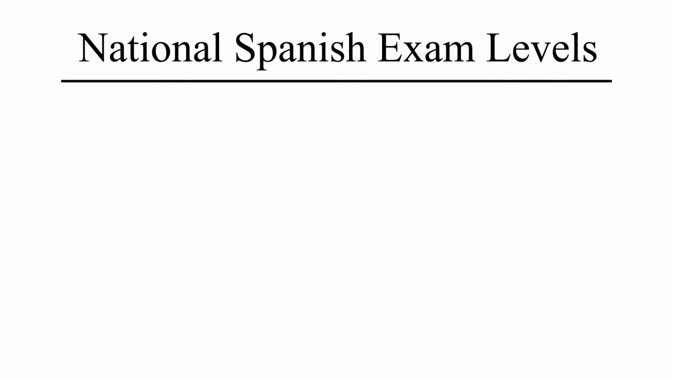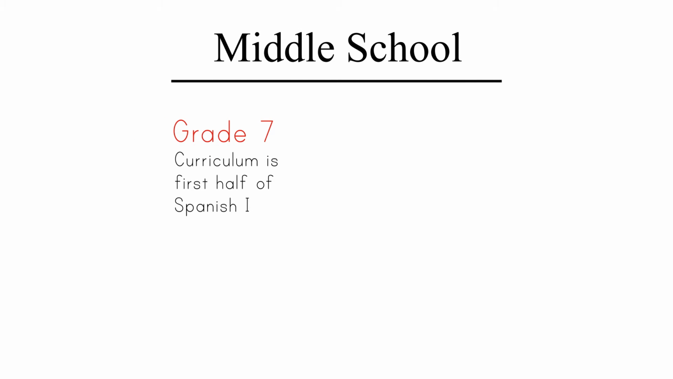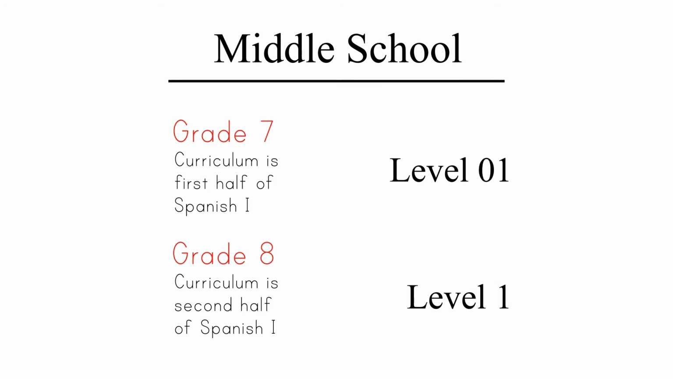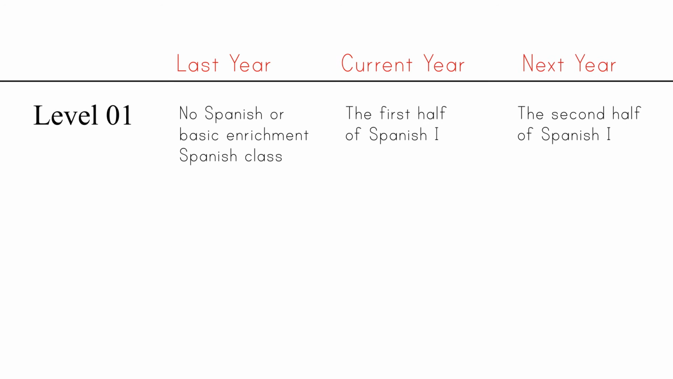There are some special considerations for middle school programs. Middle school programs where Spanish 1 is taught during grades 7 and 8, and where students go into Spanish 2 in grade 9, should register grade 7 students for the Level 01 exam and grade 8 students for the Level 1 exam. Remember, in order to qualify to sit for the Level 01 exam, the students must be currently enrolled in a course where the curriculum is the first half of Spanish 1.